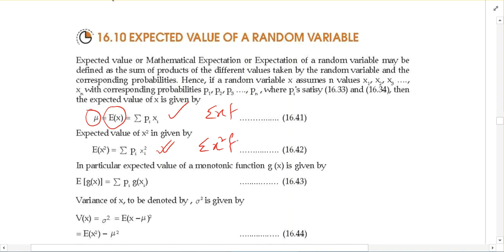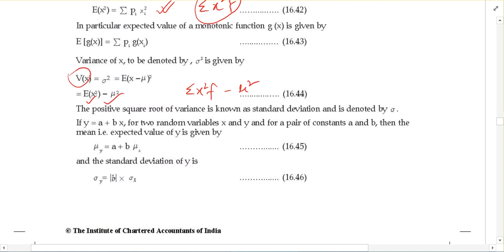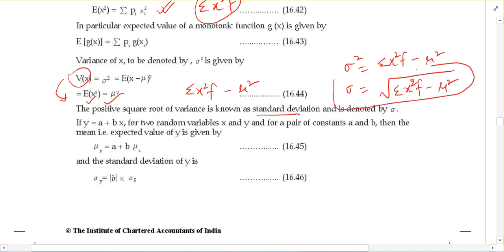Now, variance of X is sigma x square f minus mu square, that I told you. Mu, you know how to find out. The positive square root of variance is known as standard deviation. So when you have variance in your hand, you already have the sigma also, because sigma square is sigma x square f minus mu square, and you just have to put a root symbol over this. This is standard deviation.